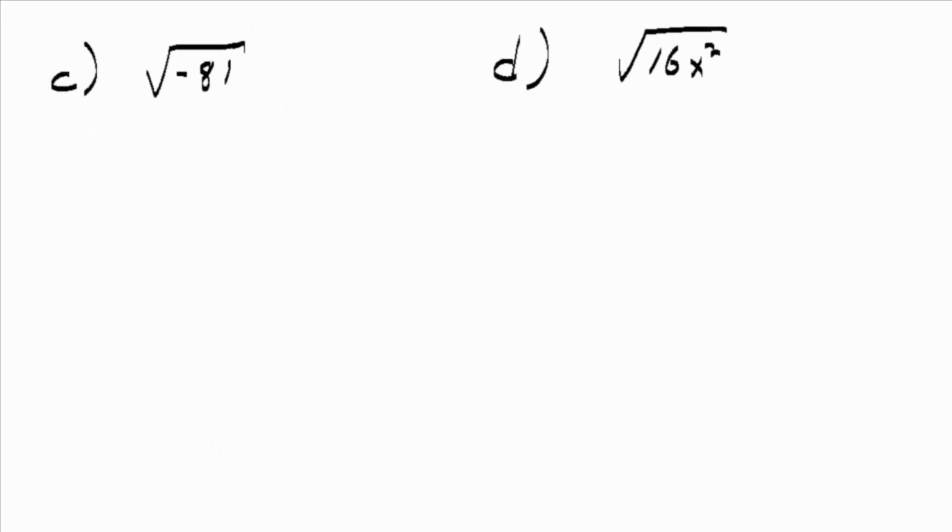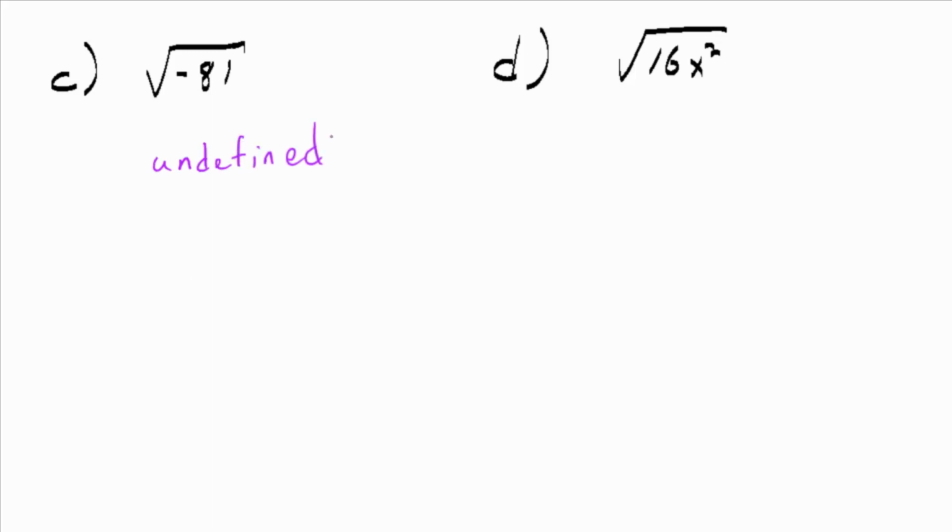Okay, but let's just change it. Let's put the negative on the inside. What's the square root of negative 81? Well, let's go back to the definition. Is there a real number that I can square and get negative 81? No. So the square root of negative 81 is not a real number. All we know about up to this point in this class is real numbers, so we'll just say it's undefined.